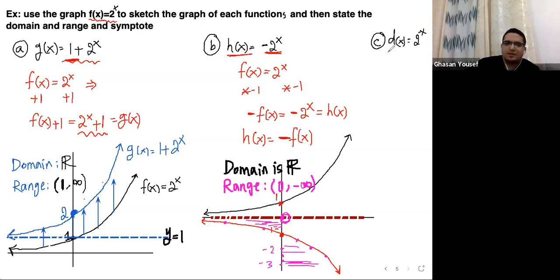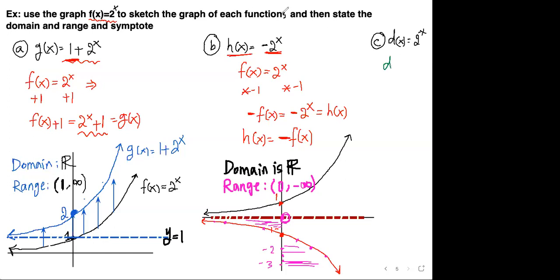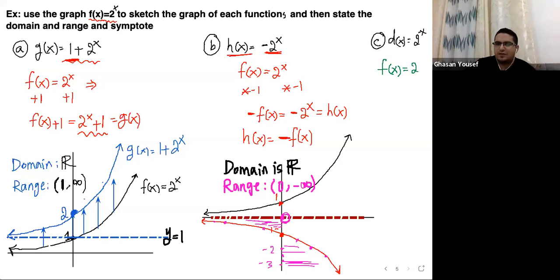Who will do the third one? C. How can I get C? C is basically a reflection over the y-axis. Exactly. So my original function is f of x equals 2 to the power x. I need to change it to be similar to this. So I have to plug the minus x inside the parentheses. I will get 2 to the minus x. So this is equal to g of x. So f of minus x is g of x. To graph the function g of x, we have to graph the function f of x, then reflect it around the y-axis.